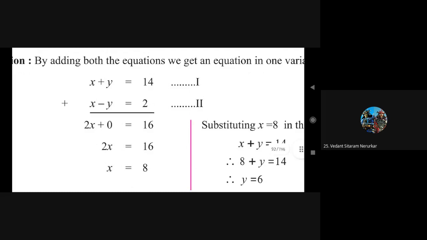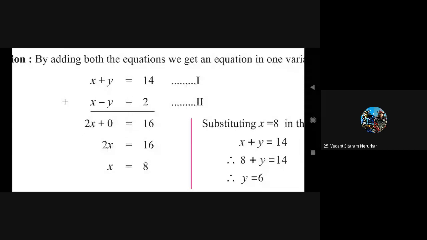So 2x is equal to 16, and 2x is equal to 16 means the value of x that we have got is 8. Now, we need to find out the value of y as well. So how can we find that? We can put the value of x in any of those equations.